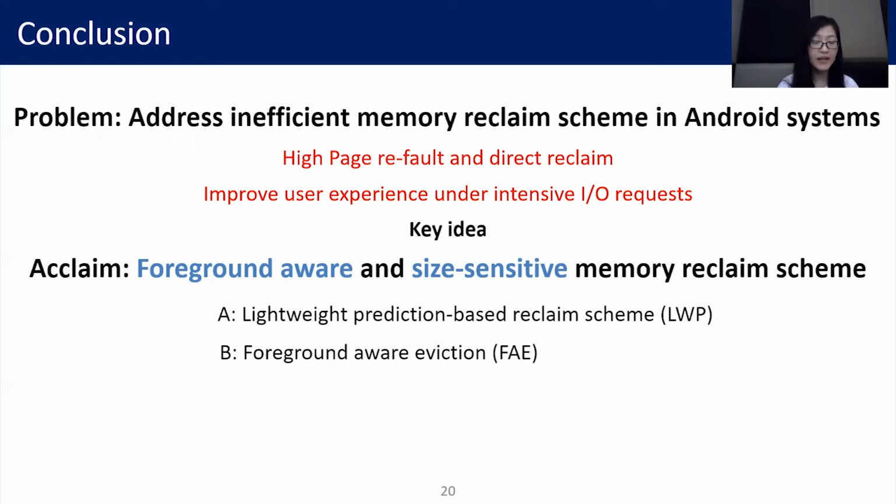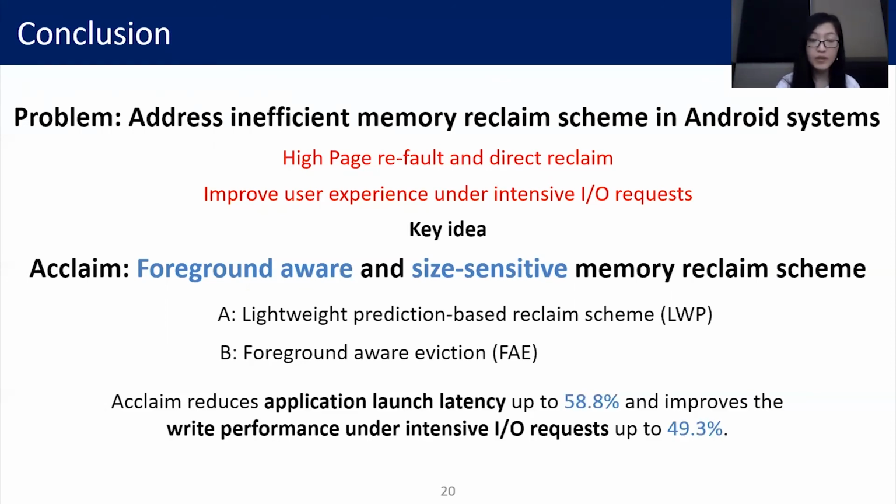LWP dynamically tunes the size and amount of reclaim according to the predicted allocation workloads. FAE seizes free pages from background applications and allocates them to foreground applications. Experimental results show that Acclaim can significantly reduce launch latency and improve read performance under intensive I/O requests.